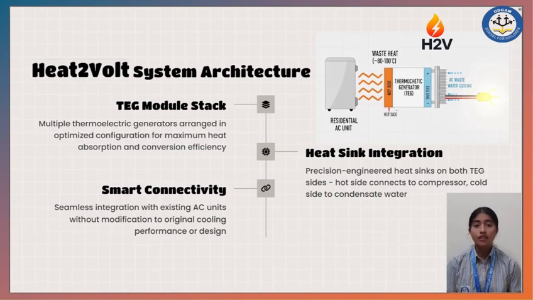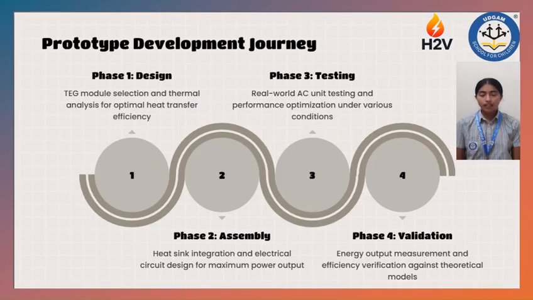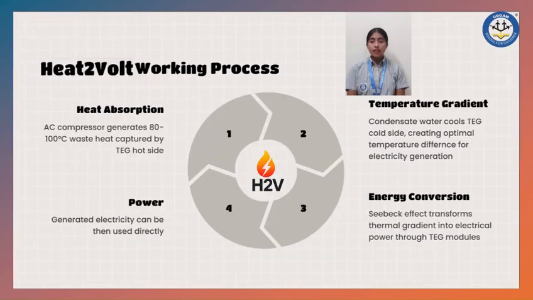No external energy required. Our prototyping journey is as follows. Phase 1, designing. Phase 2, assembly. Phase 3, testing. And Phase 4, validation. This happens because of the Seebeck effect. When one side is hot and the other is cold, electricity flows automatically. So, we are producing power using heat that already exists and water that was already being thrown away.